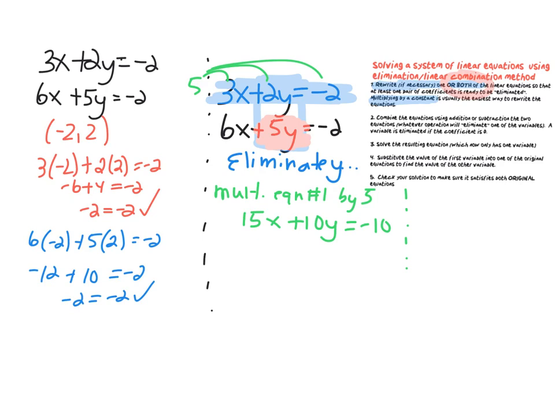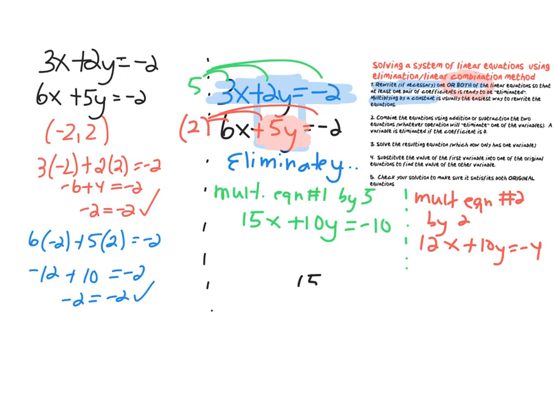And maybe for the second equation, let's multiply equation number 2 by 2. So everything in this second equation is going to get doubled. When I do that, I would turn into 12x plus 10y equals negative 4.